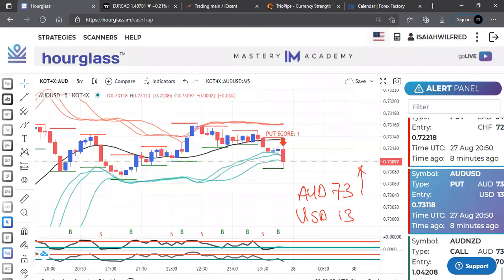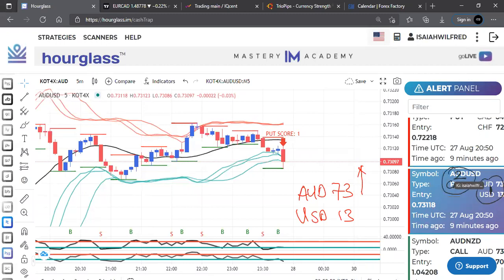The market has closed, so we are just going to improvise. Let's assume this was a call. So what are we going to be looking out for? A green arrow, right? The currency strength meter is telling us that AUD is stronger than USD, so buy. We also have Cashtrap telling us buy. So that's 2 points.